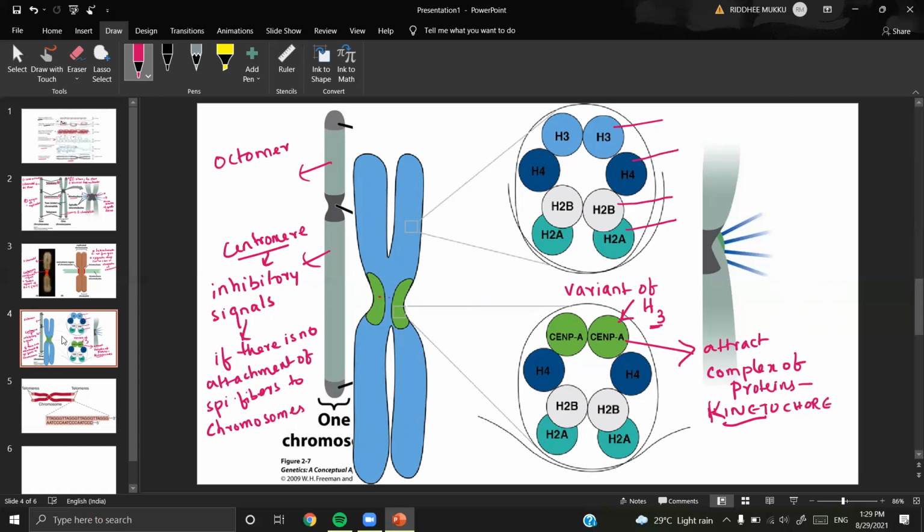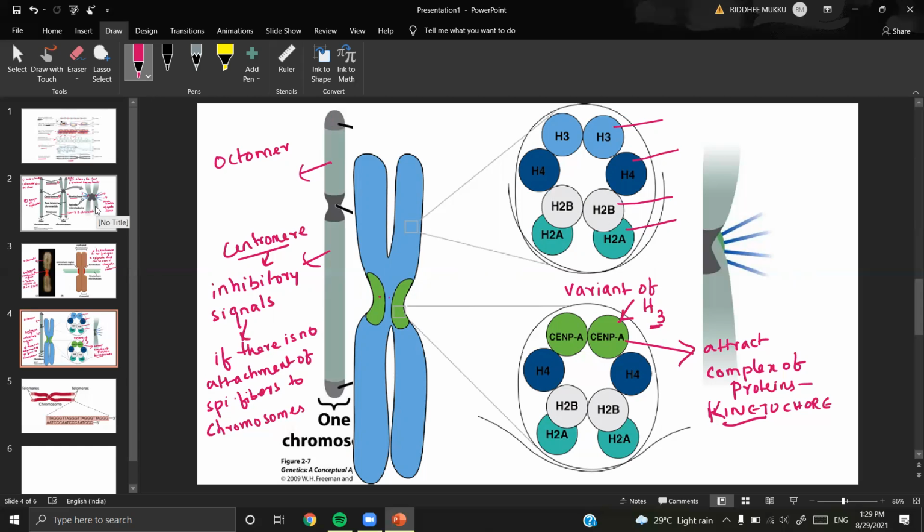So it's like having the variant of the H3, having the attachment of the kinetochore, attracting the microtubules of the spindle fibers, sending the inhibitory signals. And these are all the most important aspects of the centromere that we can find. Okay, these are the most important things. I hope you understood about the centromere.